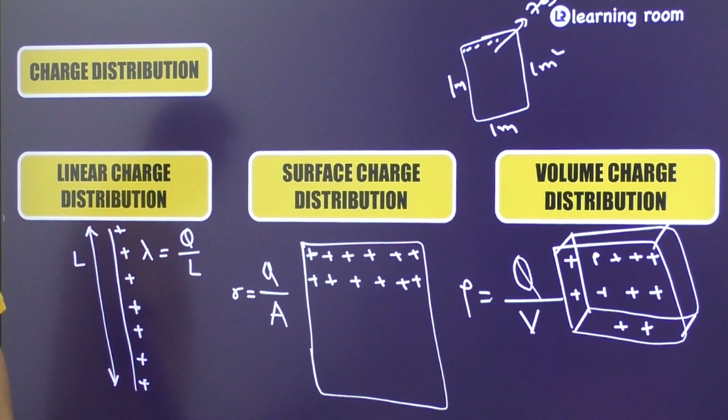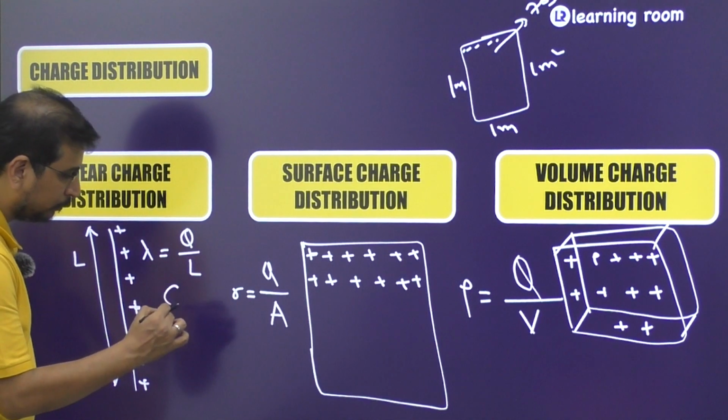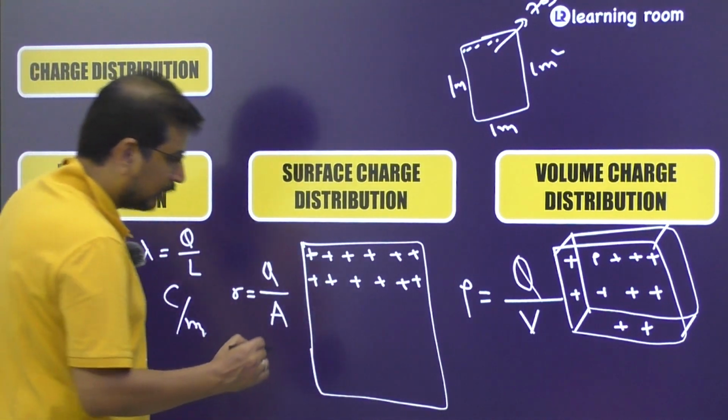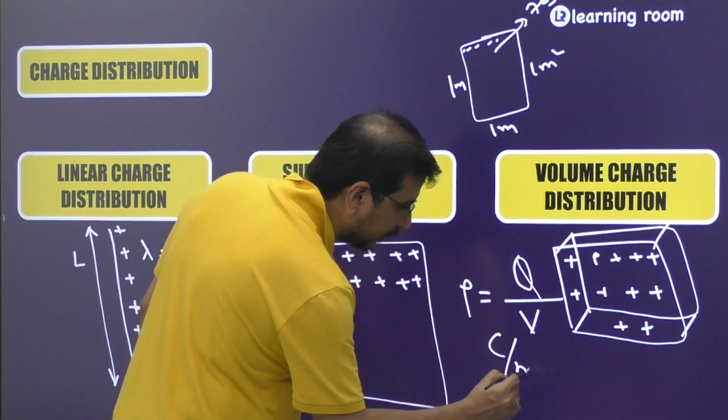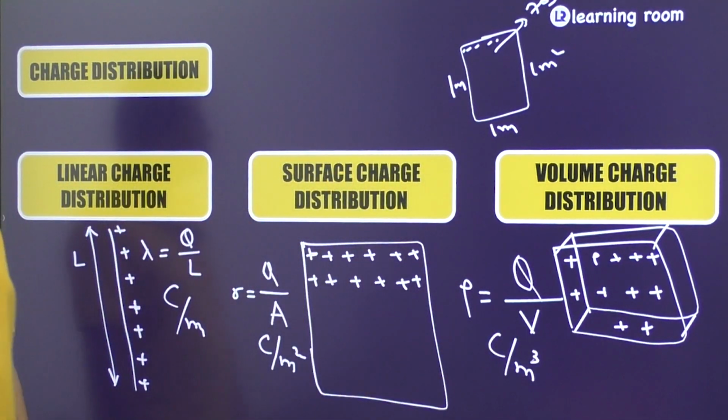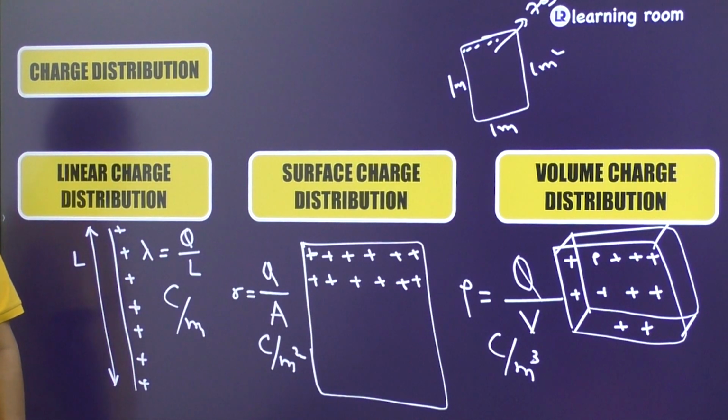Is this point clear? So next question is, I need to look at the units of it. What is it going to be here? It is going to be coulomb per meter. Here it is going to be coulomb per meter square. Here it is going to be coulomb per meter cube. It's simple. That's it. Not a big deal.